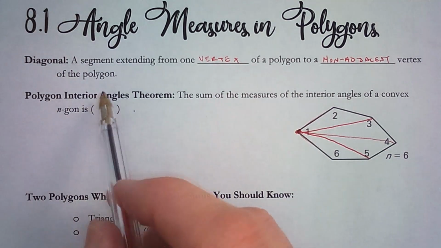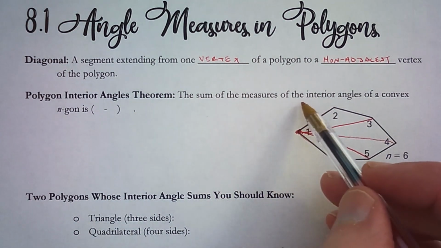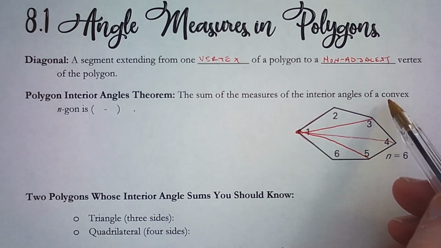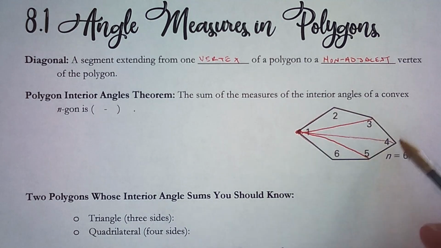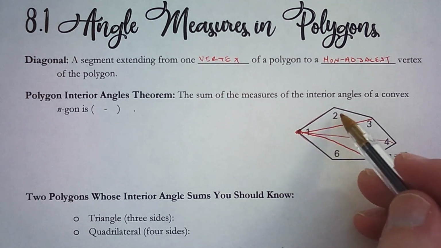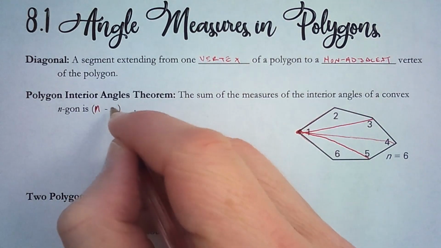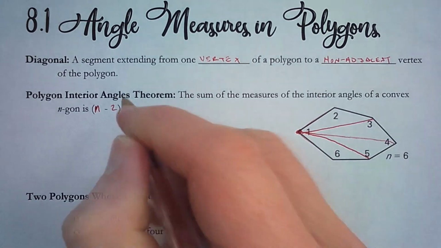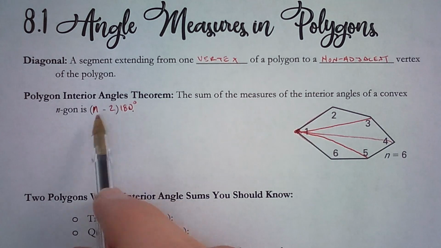Okay, so the polygon interior angles theorem says that the sum of the measures of the interior angles of a convex n-gon, now convex just means all the vertices are pointing outward, the sum of the measures of all the angles. So if I add up the measures of angle 1, 2, 3, 4, 5, and 6, what will they add up to? You can find that by doing the number of sides minus 2 times 180 degrees. And here's why. N minus 2.